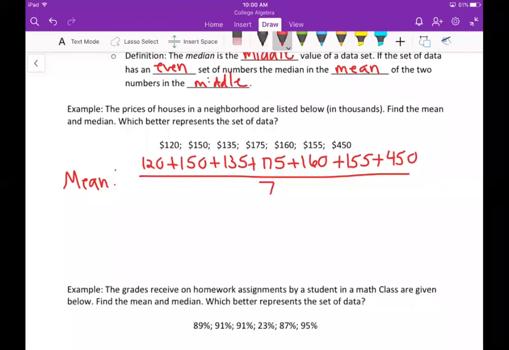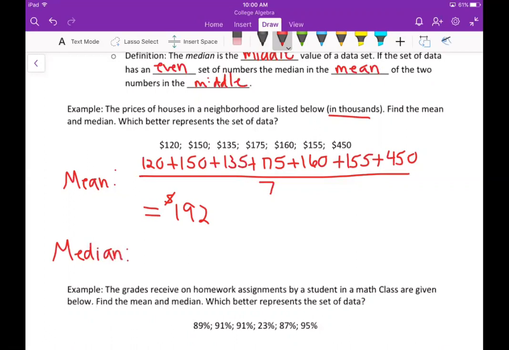So if you round it to the nearest whole number here, you should get 192, which means the mean price of a home is $192,000, because we're talking about homes in terms of thousands. All right, now let's see how the median compares, how another measure of center compares.